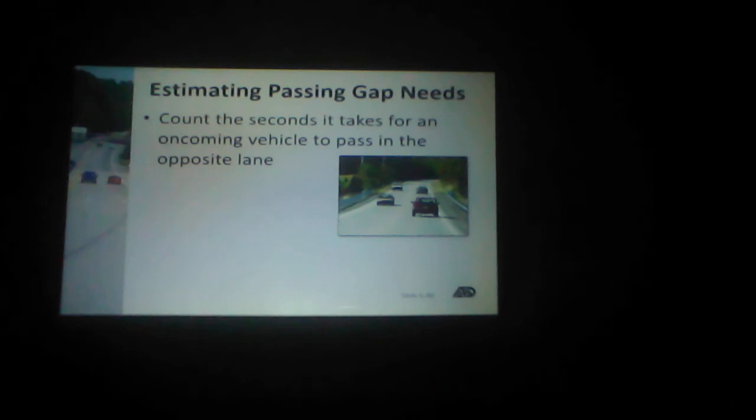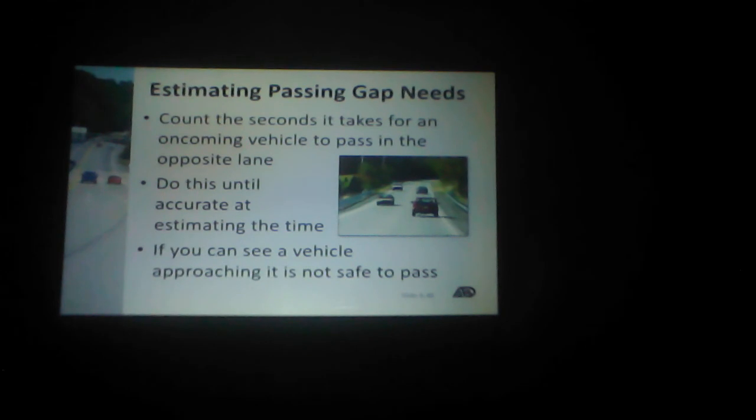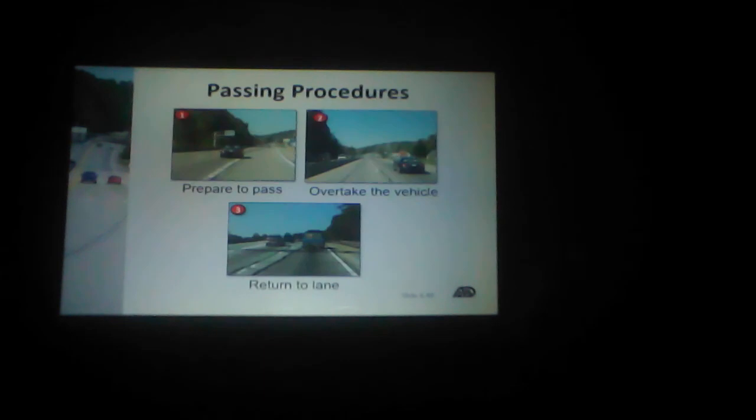Estimate the gap it takes. Do this to the accurate gap. If you see a vehicle approaching, say it's a white dotted line and you can pass, but you see a car coming, I wouldn't pass. I'd wait till the lane's cleared where you can pass. Prepare to pass, overtake the vehicle, then return back to your lane.